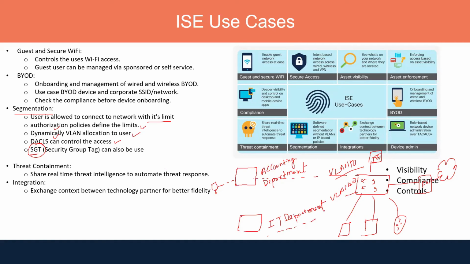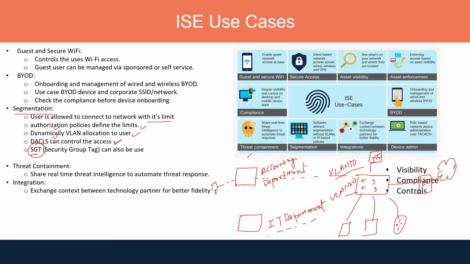ISE is just controlling your authentication and authorization. You can control which access list the user would become part of, and for that access list, what should be allowed. You can define all those things, so the same rules you can create.